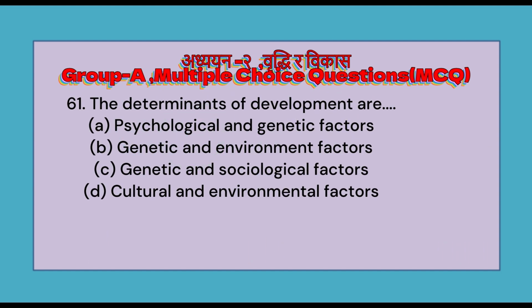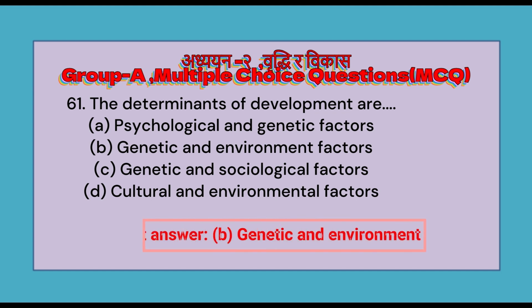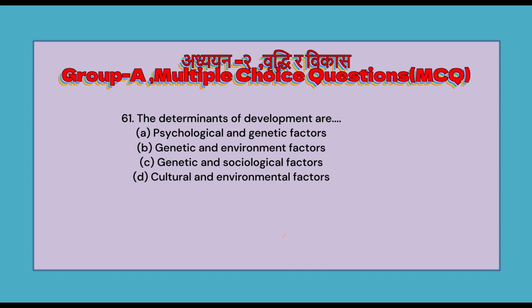61. The determinants of development are: A. Psychological and genetic factors. B. Genetic and environment factors. C. Genetic and sociological factors. D. Cultural and environmental factors. Correct answer: B. Genetic and environment factors.